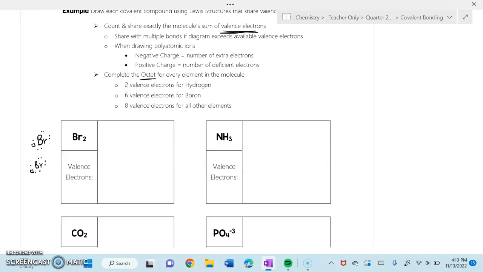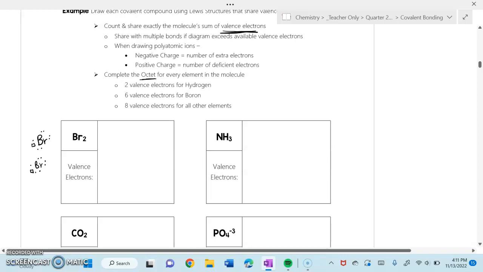So what we're going to do is pool all of our electrons together and share them so that they do have a complete octet. And what will happen is these two lone electrons, I'm going to circle them, will end up being shared in between the bromines and form a shared pair. Okay, so together our bromines end up having 14, because 7 from each is 14 available valence electrons. That's our molecule sum. So we counted them. Now we need to share that amount.